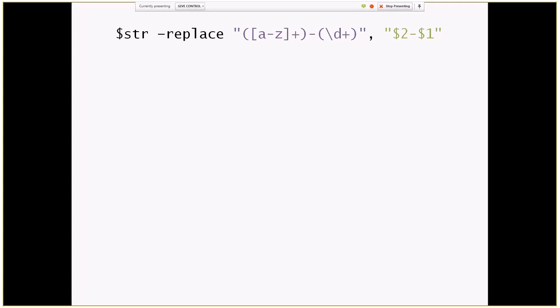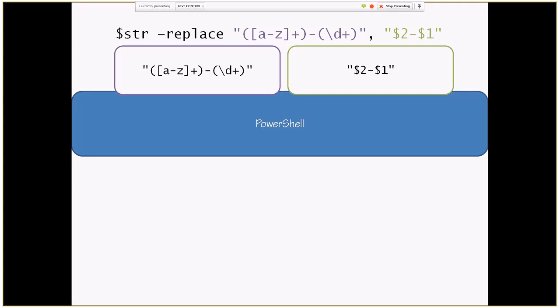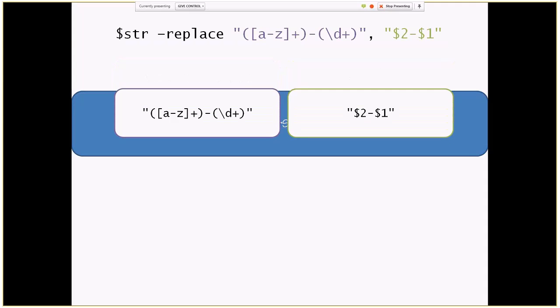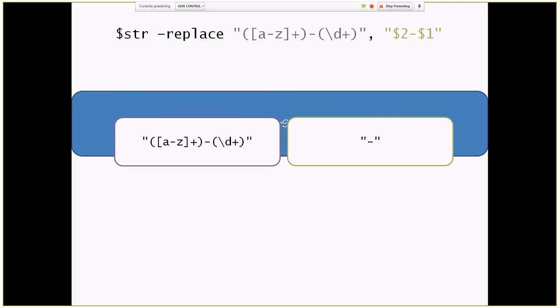So we have this regular expression and replacement expression that we're working with, and we have two strings here. We have the regular expression, which is shown in purple, if you can see the purple color, and we have the replacement expression, which is shown in green. And we have two layers of technology here. We have PowerShell, which is going to get first crack at looking at both of these strings. And an interesting thing happens when PowerShell chews up these strings.